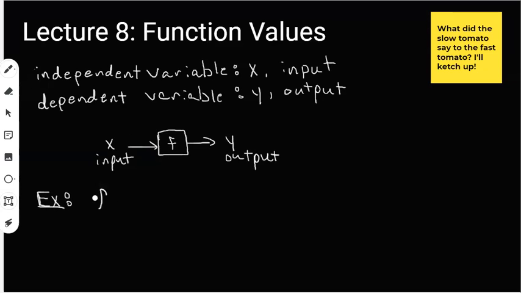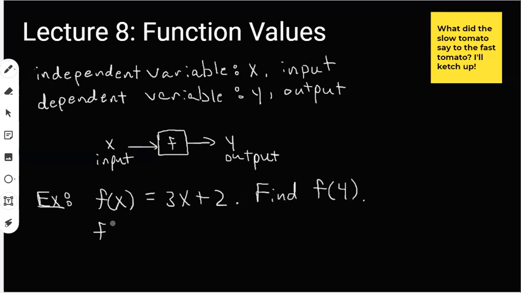Let's say we have a function f of x equals 3x plus 2. I want to find f of 4. So what I'm going to do is let 4 be my input. Notice that x is the independent variable. It's the input. We're going to put that inside the function. So it's kind of like putting 4 inside the function machine.